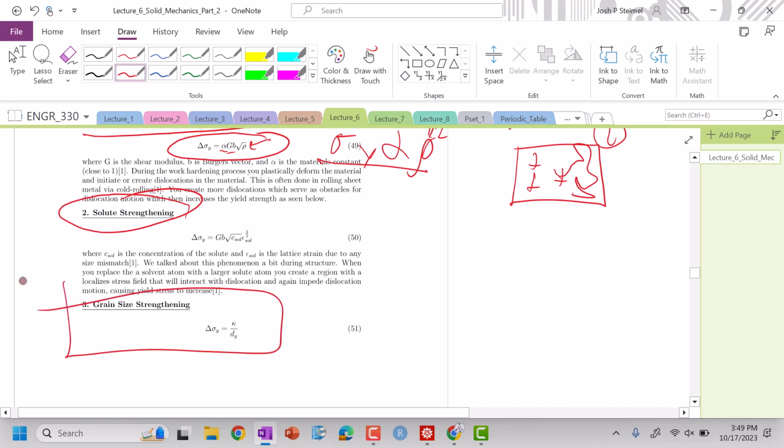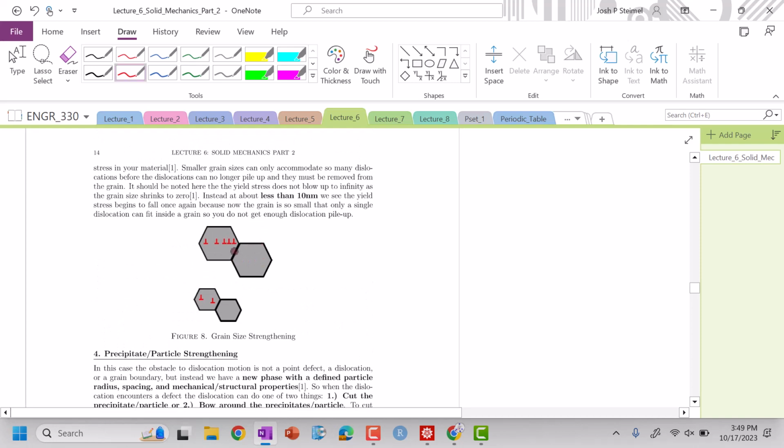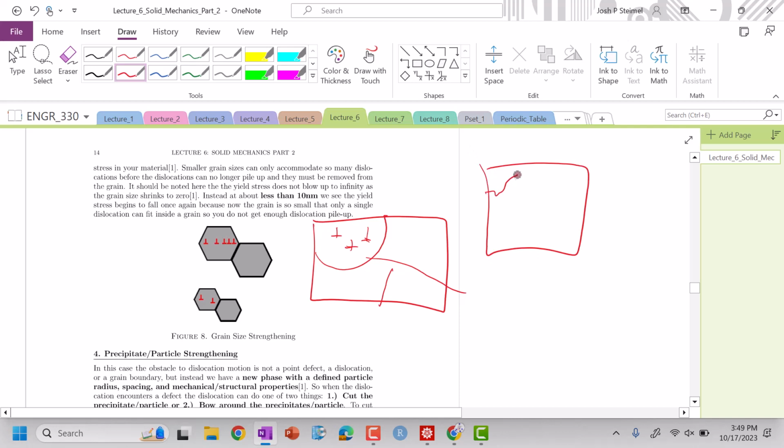I can also increase my yield strength by actually decreasing my grain size. If I have a huge grain like this, a large grain size, and let's say the same dislocation density per grain, like 3, versus a system like this that's very small, 1, 2, 3, as I decrease my grain size, it's inversely proportional. You see the dislocations are piling up and getting squished together. Again, it's much more difficult for those dislocations to move through my system.